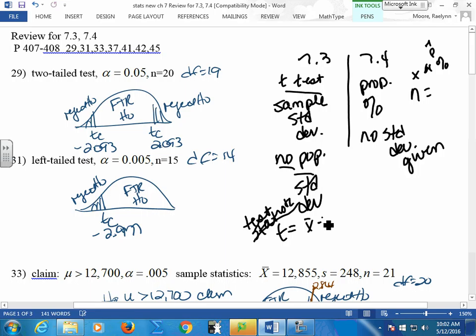These are the means, sample standard deviation, and this is your z-score, but we use p hat minus p over the square root of pq divided by n.